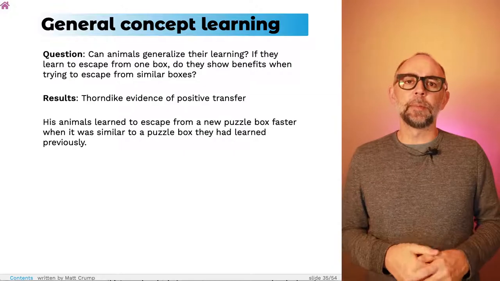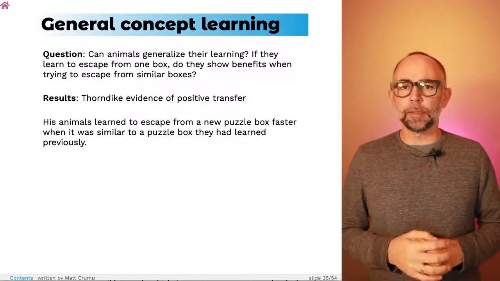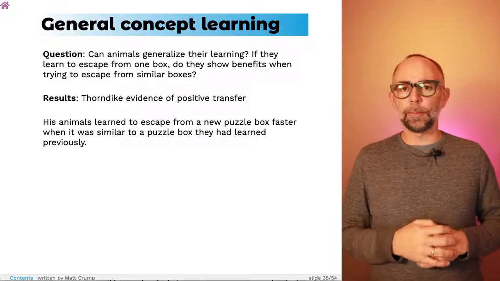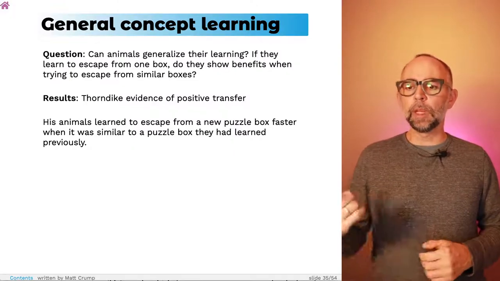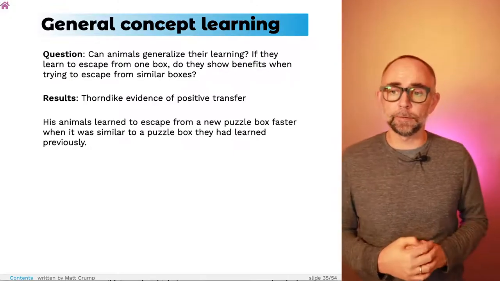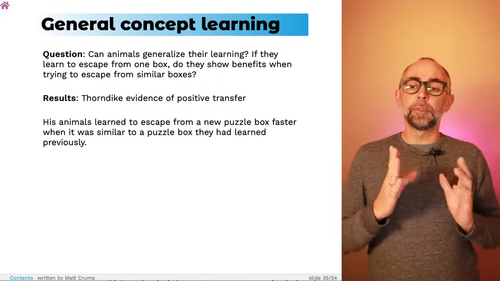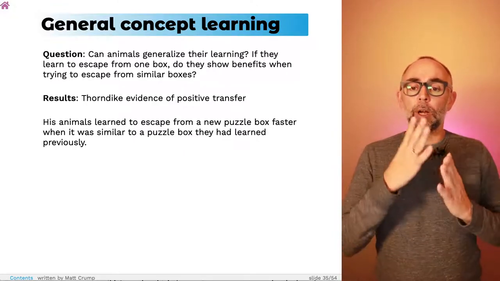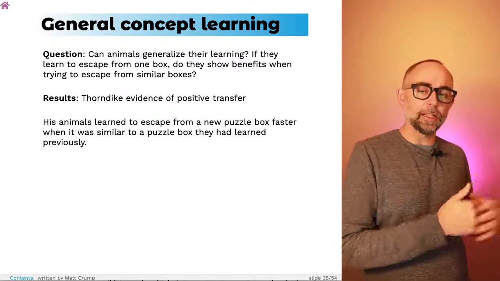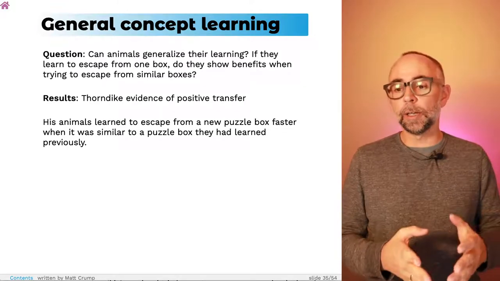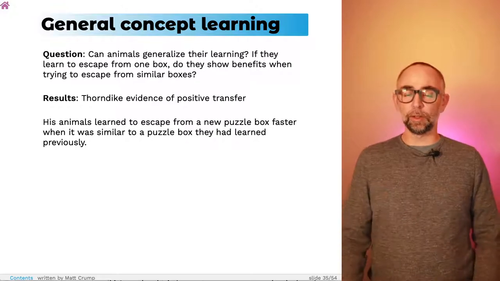I'm not sure I mentioned this, but Thorndike created all sorts of different boxes. Some of them, you know, funny different trap doors and different loops and systems to get out. He did find evidence of positive transfer. That is, animals who learn to escape from one puzzle box were faster at escaping from a new one if it was similar to the one they had learned previously.